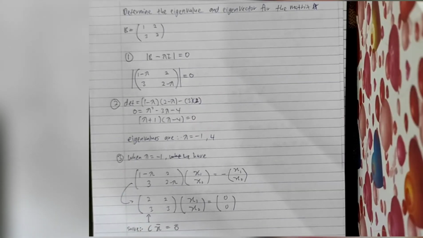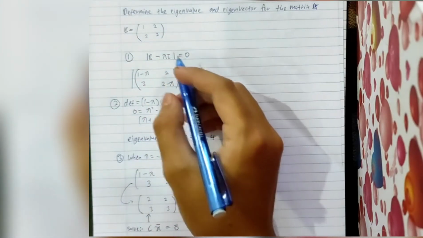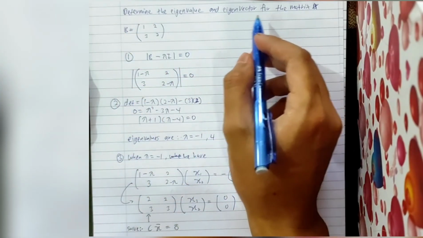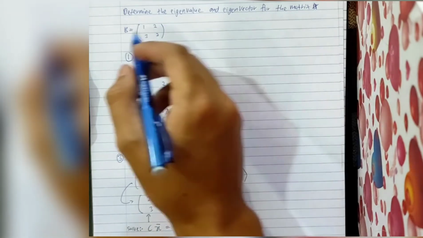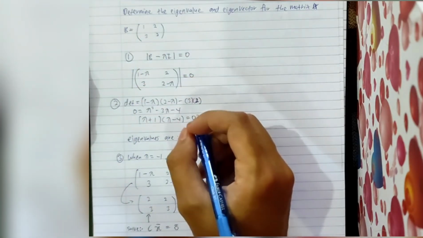Okay, now we move on to the next example. In this example, we will use 2 times 2 matrices. The question is: determine the eigenvalues and eigenvectors for the matrix B, which has the entries 1, 2, 3, 2.